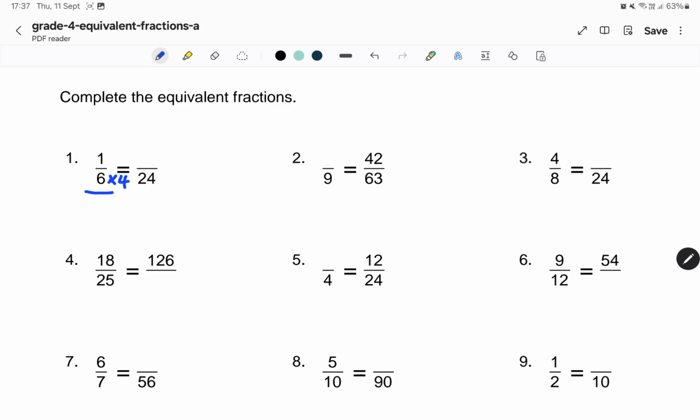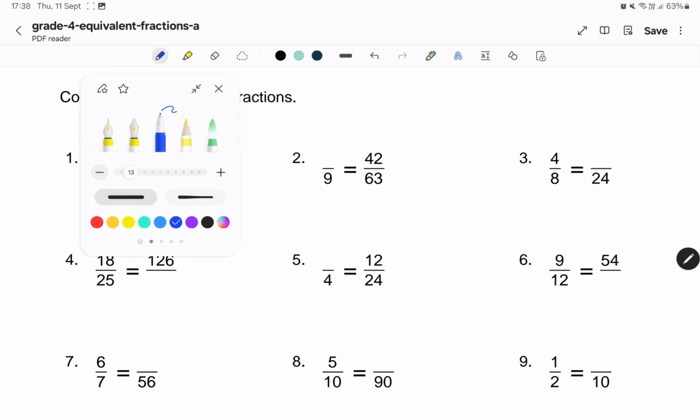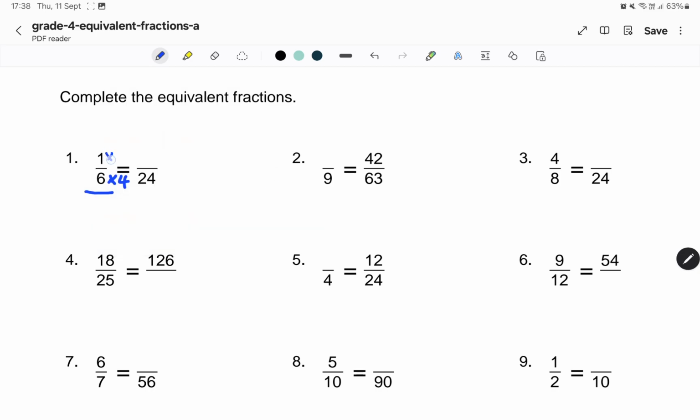at the bottom. And the rule is, what you do to the bottom, you do to the top. So you will also need to multiply by 4 at the top. So 6 times 4 is 24, and 1 times 4 is 4. Then you are done. And that is the correct answer.